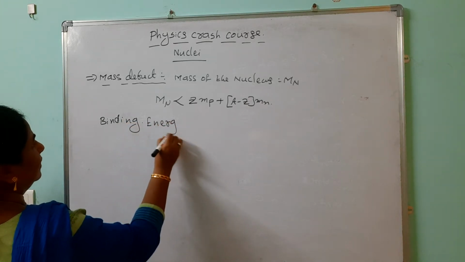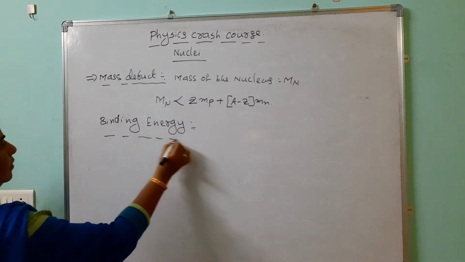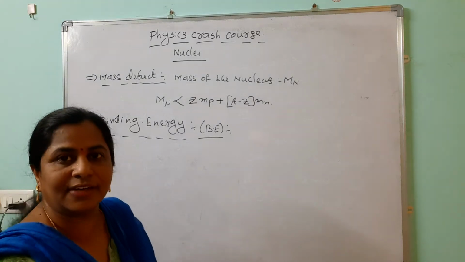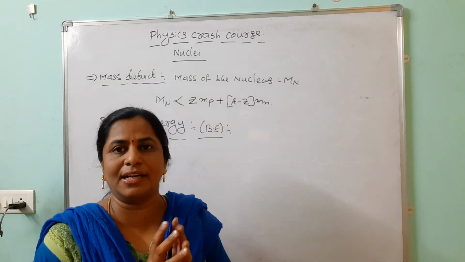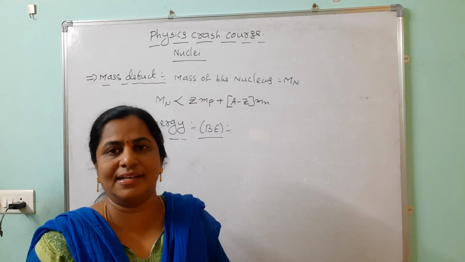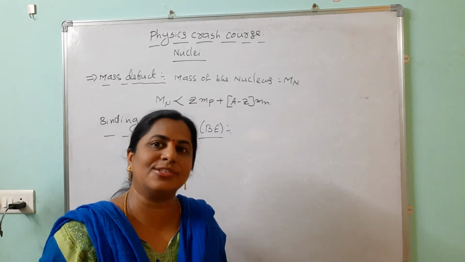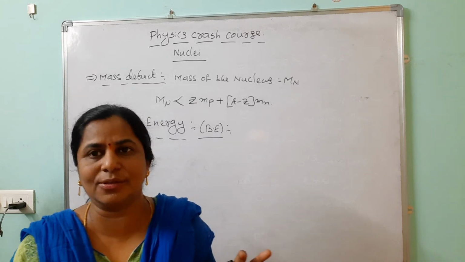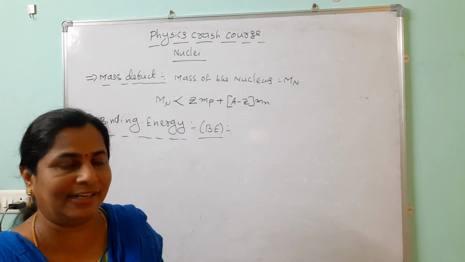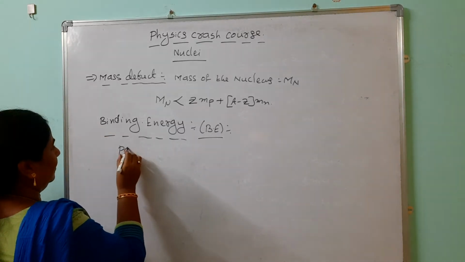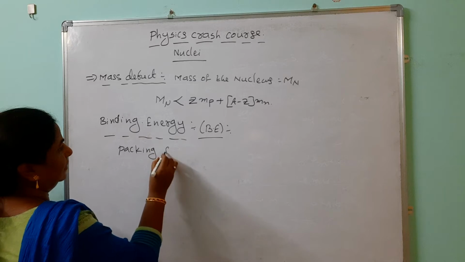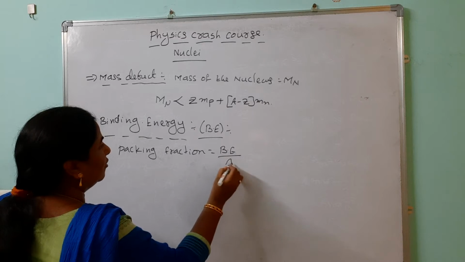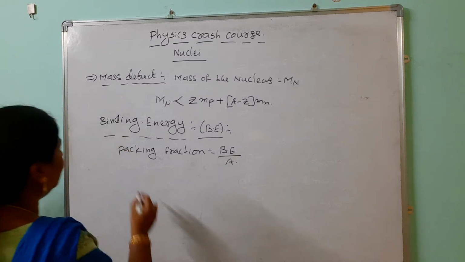Binding energy. What is the binding energy? Just now I said we require some energy, a minimum energy, to hold the nucleons together. That energy is called the binding energy. Reversing it, the minimum energy required to break the nucleus into its constituent elements is also called the binding energy. Then packing fraction. Packing fraction means binding energy per nucleon; the ratio of binding energy to number of nucleons is called the packing fraction.